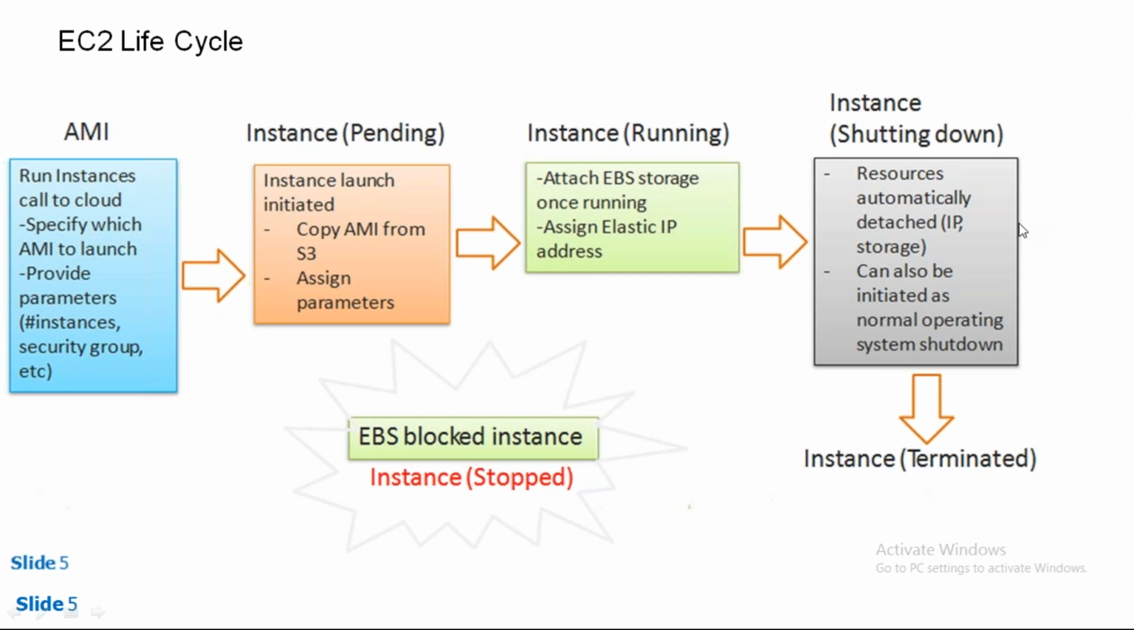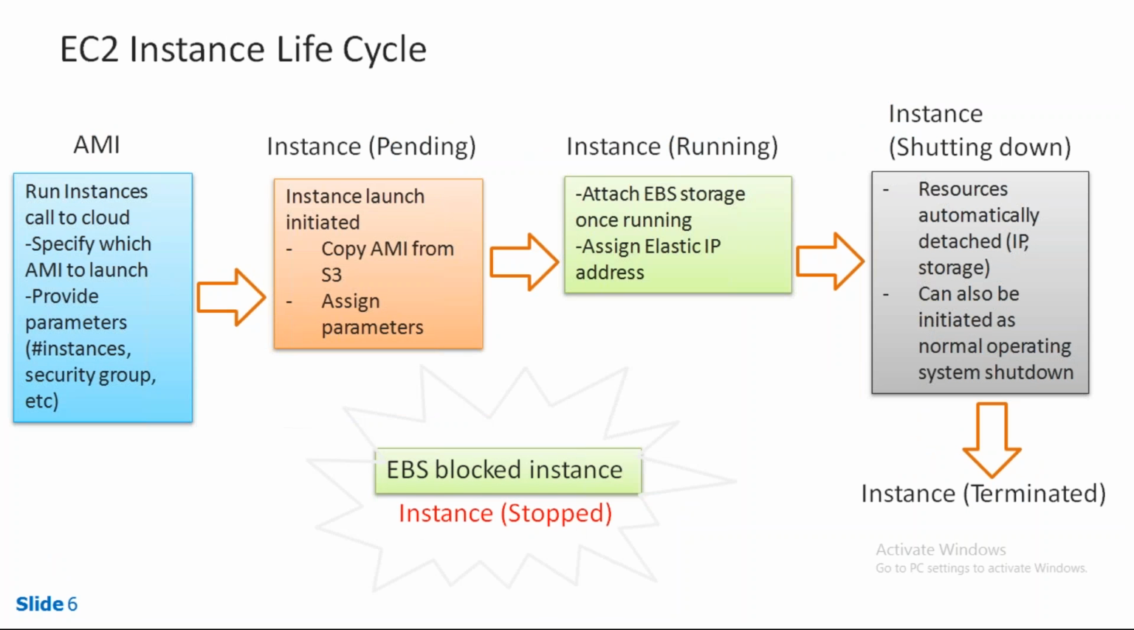So a running instance is attached with EBS storage once running, and assign an elastic IP. Elastic IP, we will discuss that. And for instances shutting down, resources like IP address and storage are automatically detached. Shutdown can also be initiated as a normal operating system shutdown.